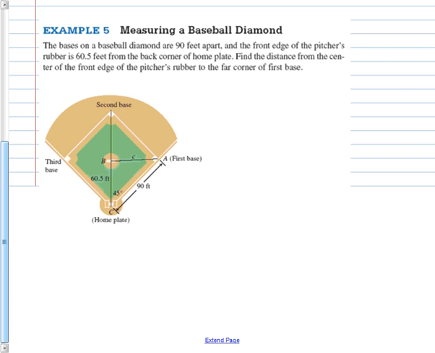The bases on a baseball diamond happen to be 90 feet apart, 90, 90, 90, 90. The front edge of the pitcher's rubber is 60.5 feet from home plate, back corner of home plate. Find the distance from the center of the front edge of the pitcher's rubber to the far corner of first base. So they have given us a triangle right here. And we know we have 45 right here, we have 60.5 right over here. We have 90 feet right over there. We're trying to find C over here.